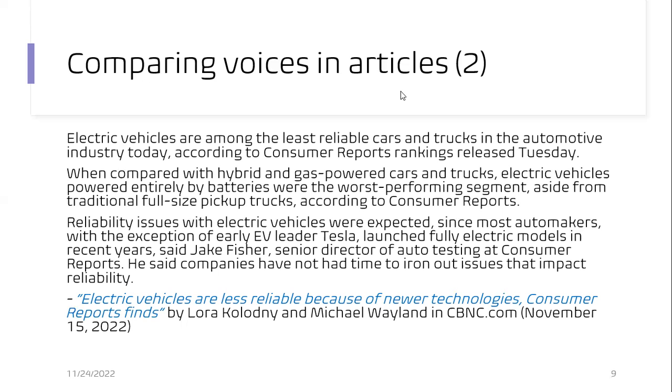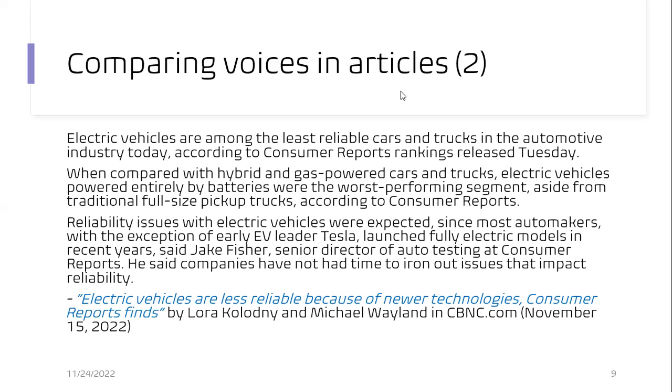Reliability issues with electric vehicles were expected since most automakers, with the exception of early EV leader Tesla, launched fully electric models in recent years, said Jake Fisher, a senior director of auto testing at Consumer Reports. He said companies have not had time to iron out issues that impact reliability.